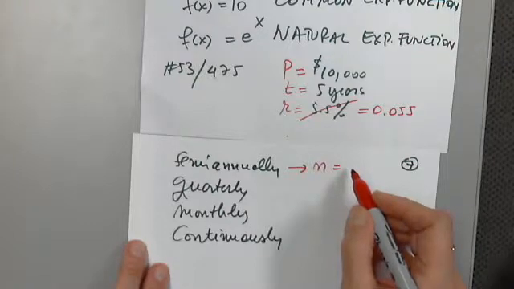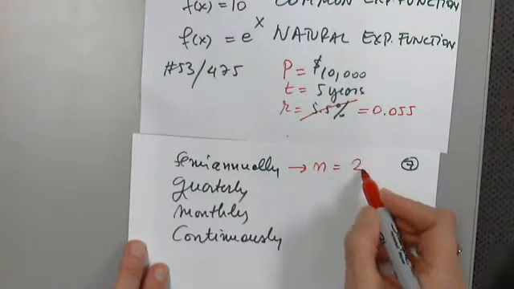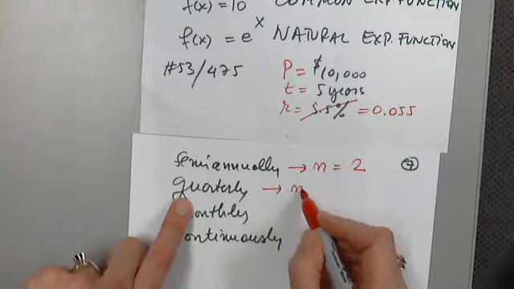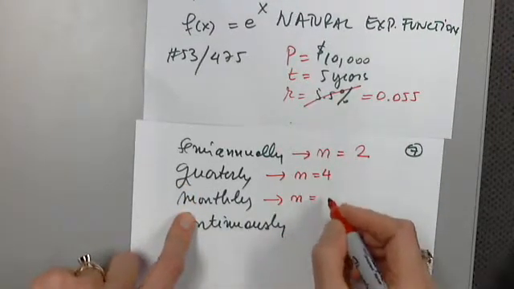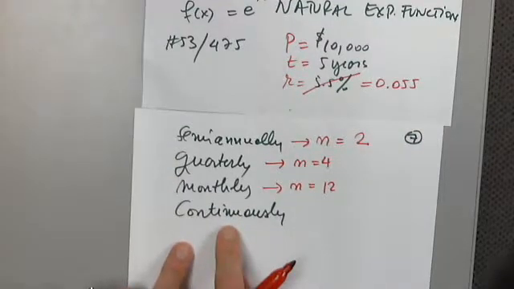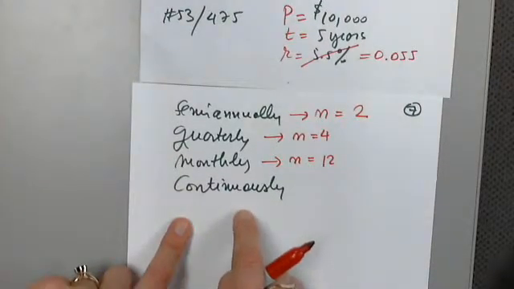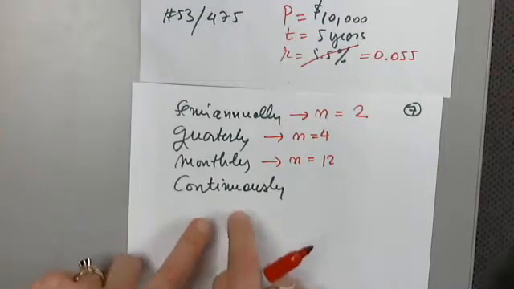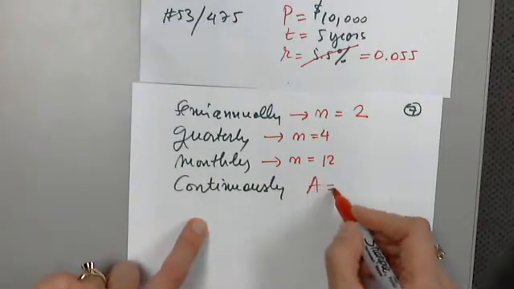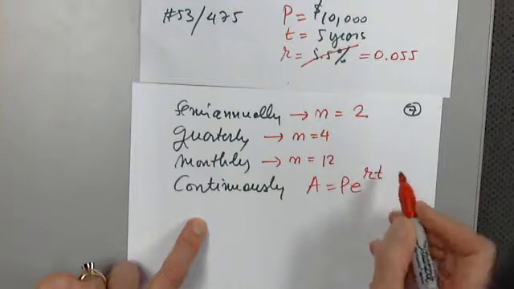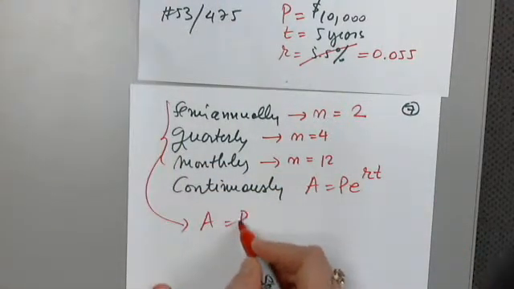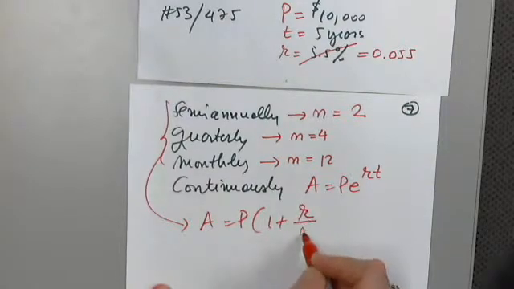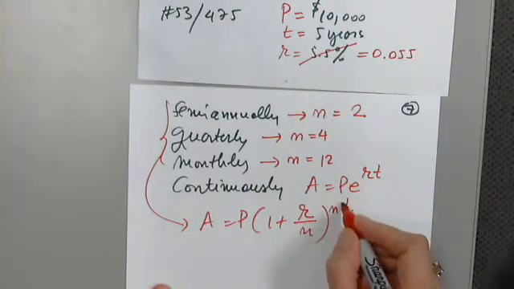How many half years are in a year? 2. How many quarters are in a year? How many months are in a year? And this is continuous, so it has nothing to do with n, right? So the formula for this will be A equals P e to the RT, and the formula for these three will be A equals P (1 plus R over n) raised to nt.